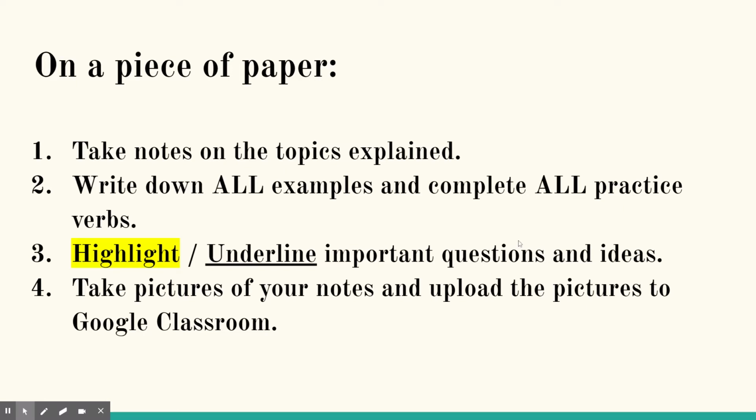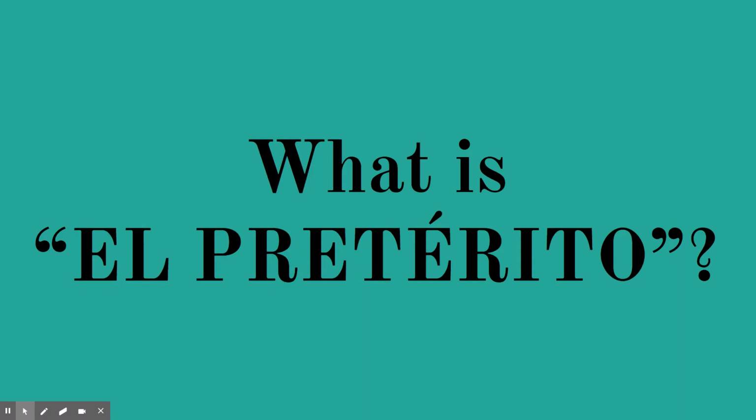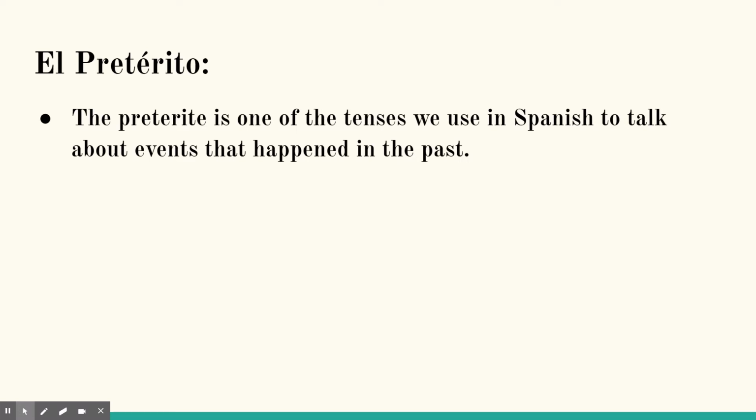So let's begin. By now, I'm sure you guys are wondering, what is el pretérito? Well, let me tell you what a pretérito is. El pretérito is one of the tenses that we use in Spanish to talk about events that happened in the past. As you can see, it says it is one of the tenses because we have more than one.